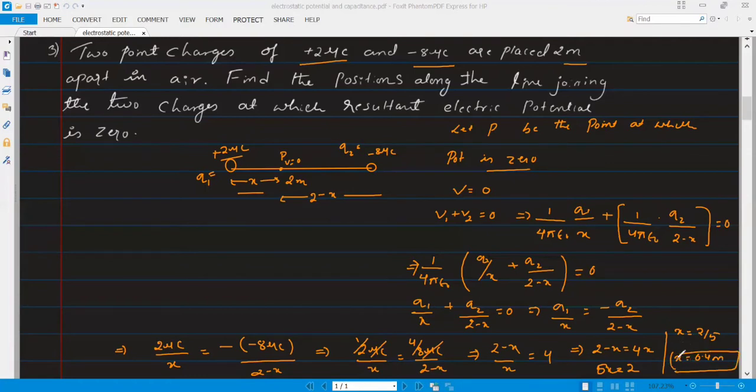So the final answer is: at a distance of 0.4 meter from the 2 microcoulomb charge, V is equal to 0, and that too in between the two charges. We found the distance as 0.4 meter. From the other side it is 2 minus 0.4, that is 1.6 meter, where it is 0.